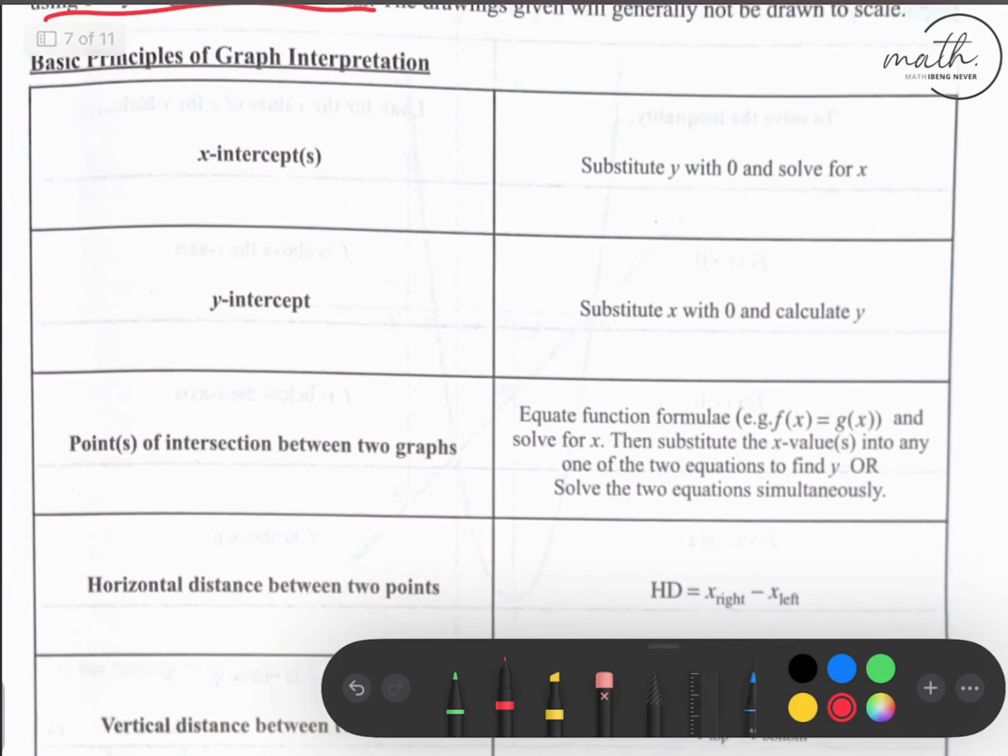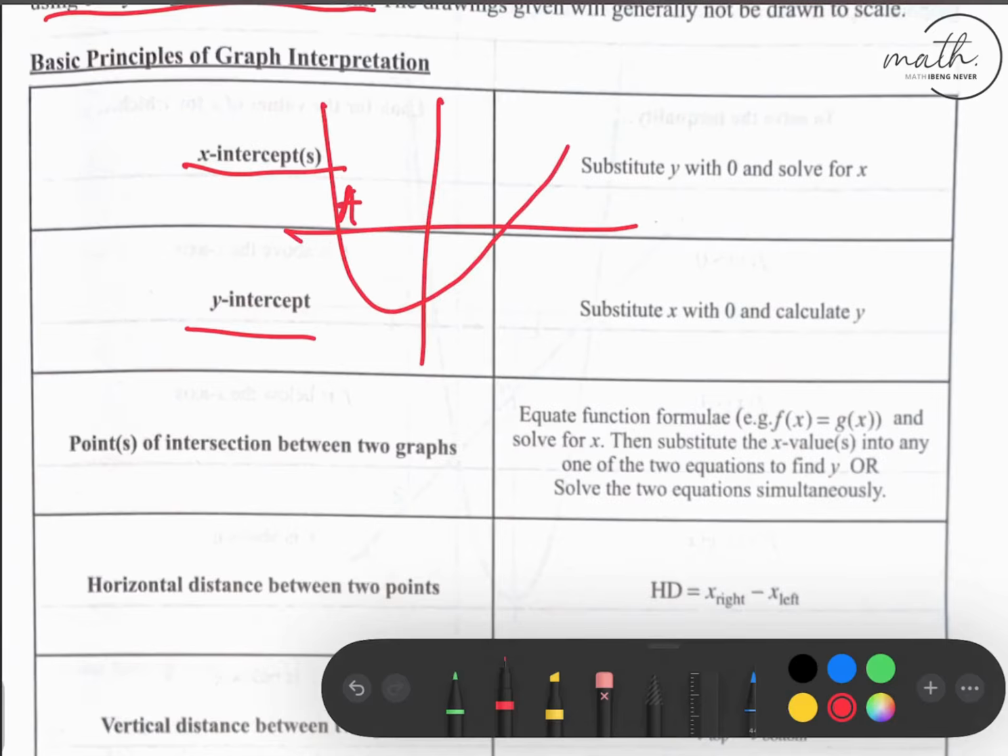Now, 1. Basic principles of graph interpretation, x-intercepts. You need to also use x-intercept, y-intercept. You know how to find them when you're drawing it. You also have to be able to see them on the sketch as well. This is an x-intercept, this is y-intercept, for example. If you're given this and say, okay, here's A, here's B.